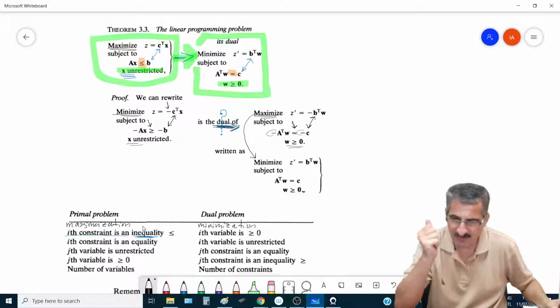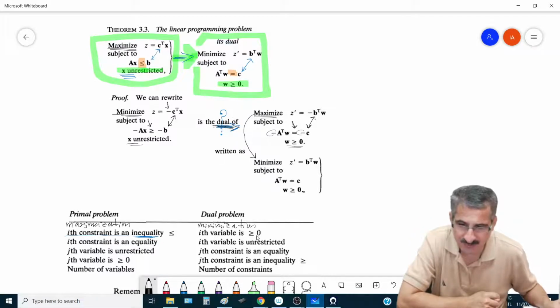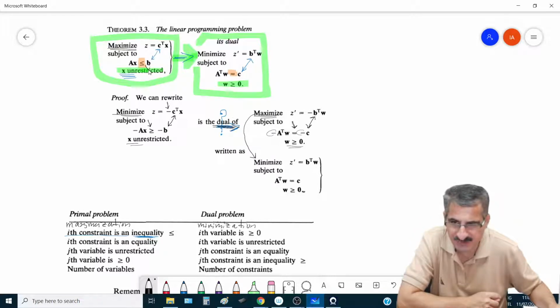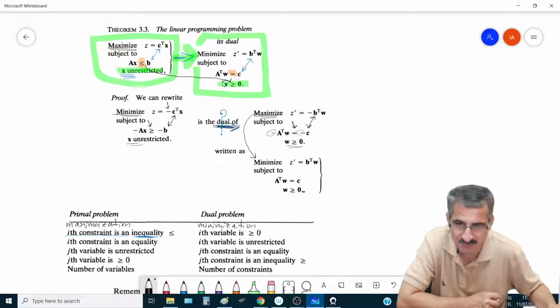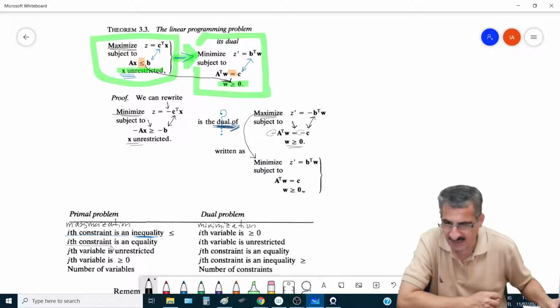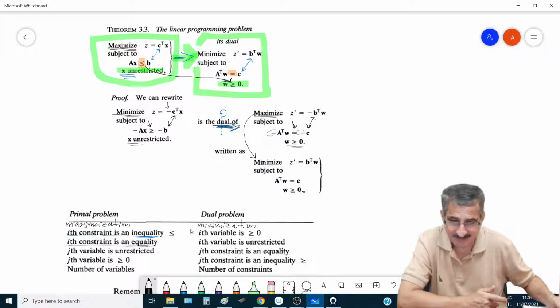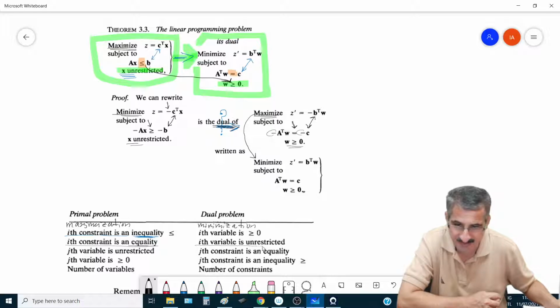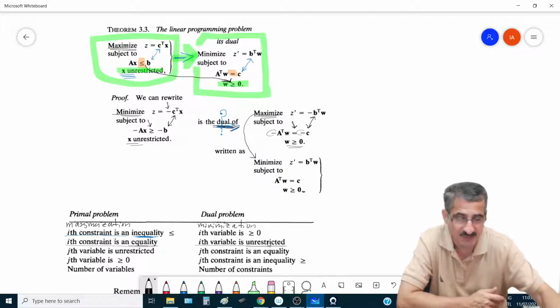Okay. For the ith constraint, if it is less than or equal, then the ith coefficient is positive. This is from this theorem. Okay, here if the ith constraint is an equality, then the ith variable is unrestricted. Where did we get this from? From the theorem above.